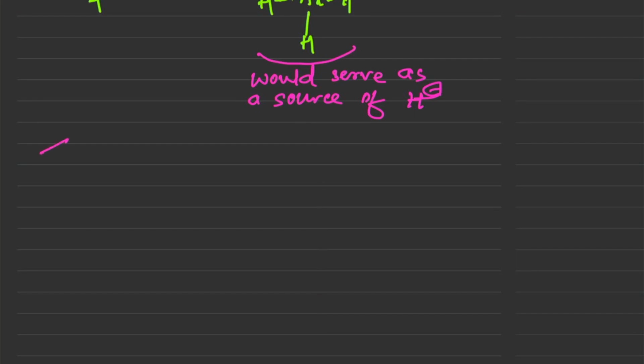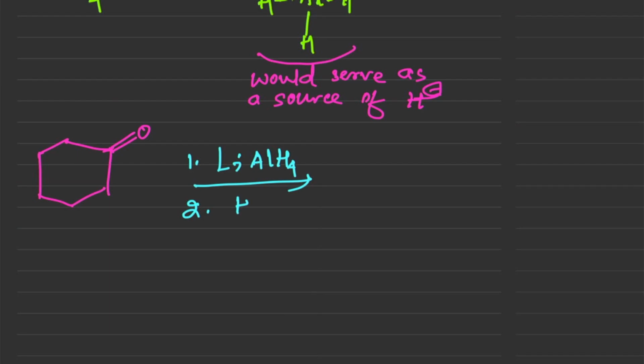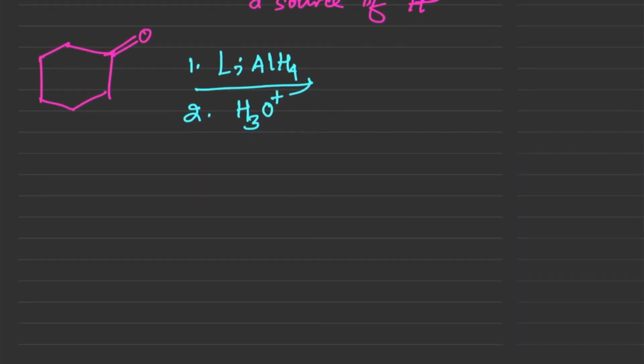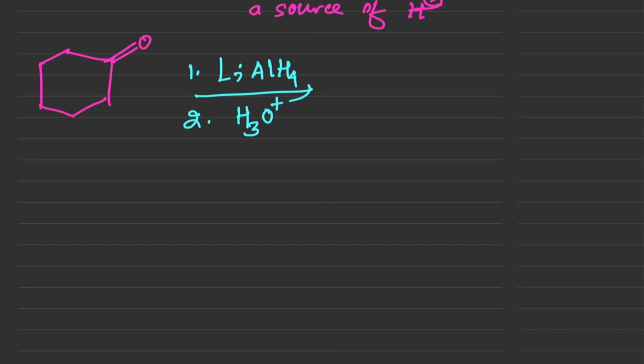So let's say we have another ketone here, and we try to react this. Let's say this time we react with lithium aluminum hydride, then H3O plus. Remember, 1 and 2 means you are doing the first step of the reaction, treating with lithium aluminum hydride first, and in the next step you are adding H3O plus. We are not mixing both together, otherwise it's going to cause an explosion. Okay, so what would happen?